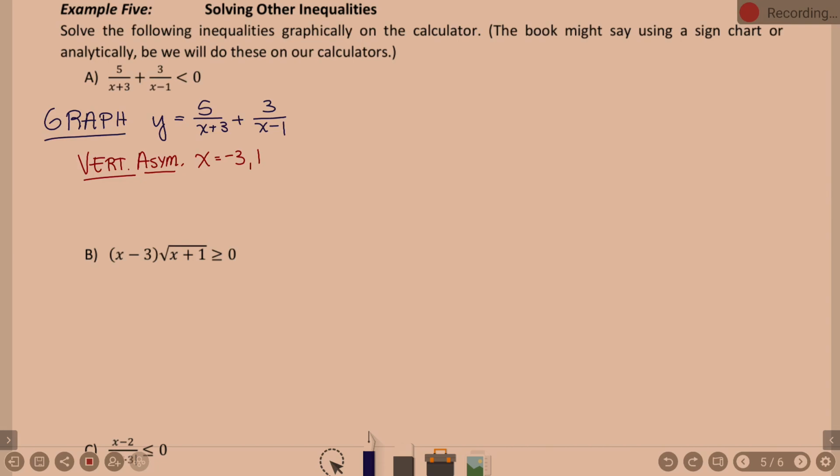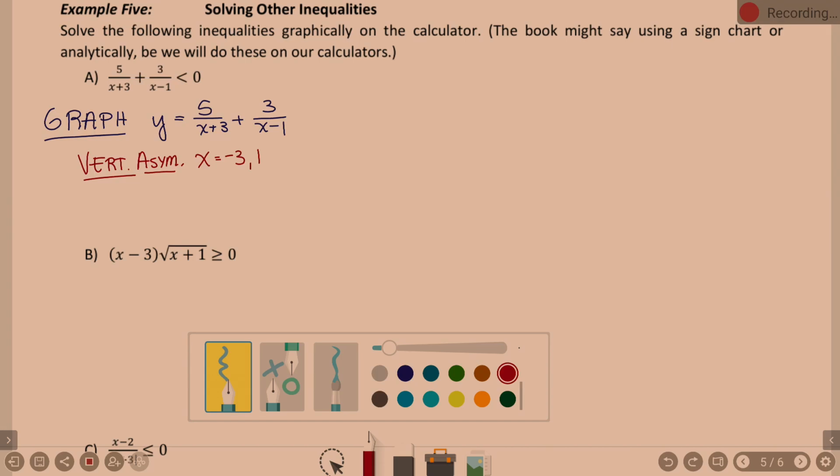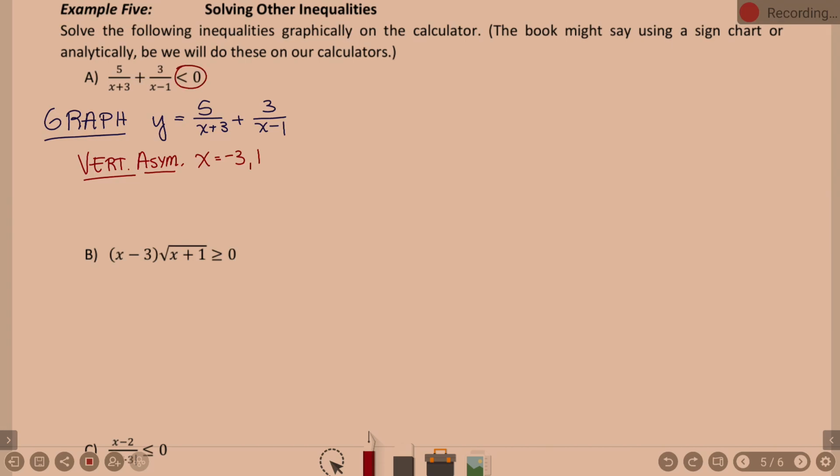When we get to the end, what are we going to be asking ourselves? Where is my graph less than 0? Where's my graph negative? Or in other words, where is it less than 0 or below the x-axis. Now, if you haven't looked at the graph, you should do so.